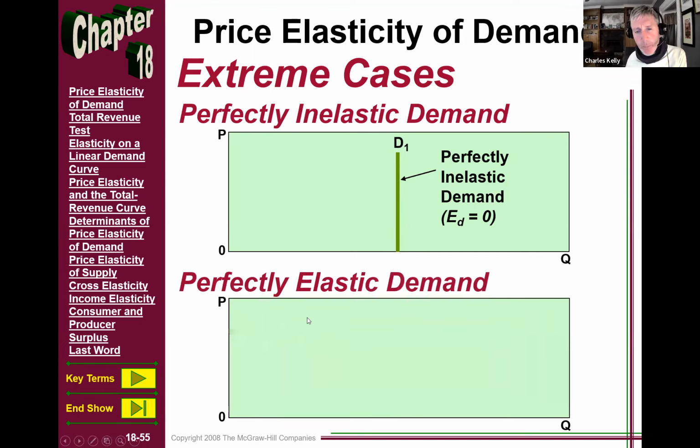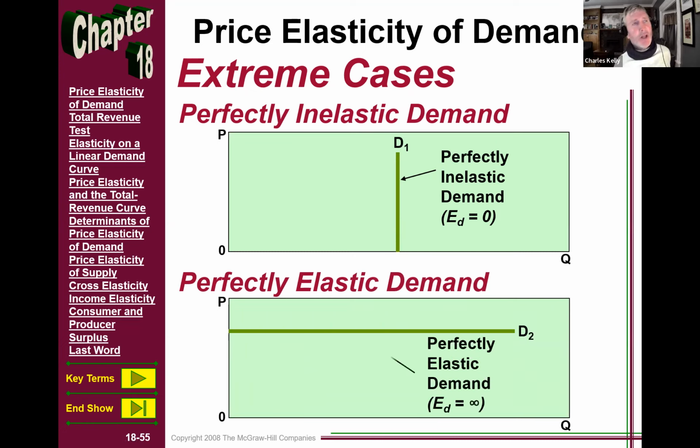Now, the other case, perfectly elastic. This is going to have application for us when we study perfect competition. In this case, price changes just a little bit. Price goes up just a teeny fraction, you sell nothing, right? So let's say this is $7 per unit. We'll call it per bushel. Let's say you're the farmer, right? So if you try to raise price from $7 to $7.25, you sell nothing. No one buys from you.